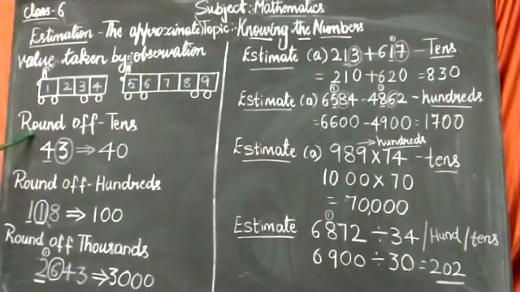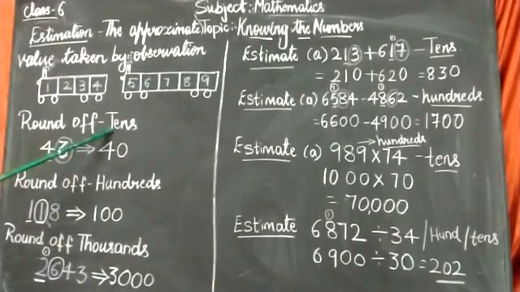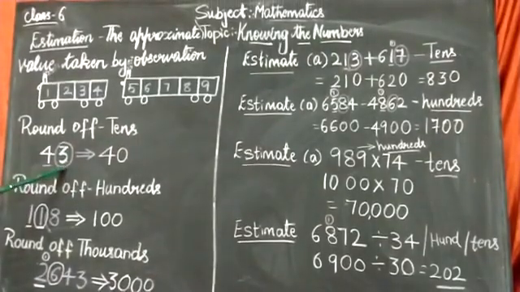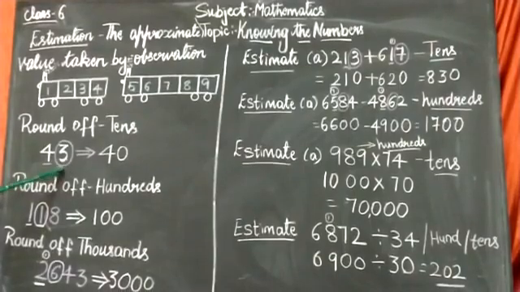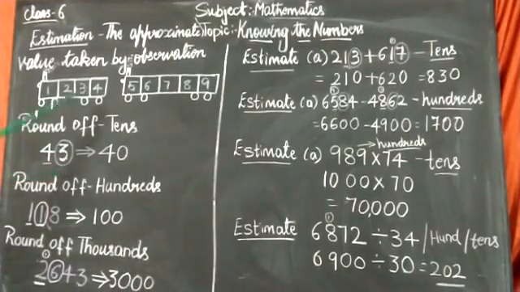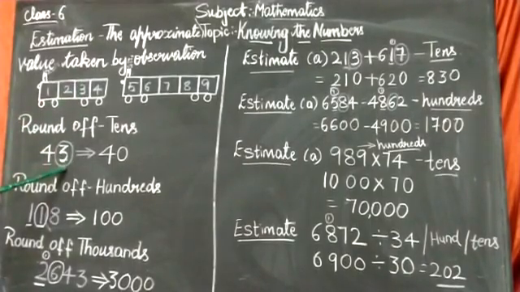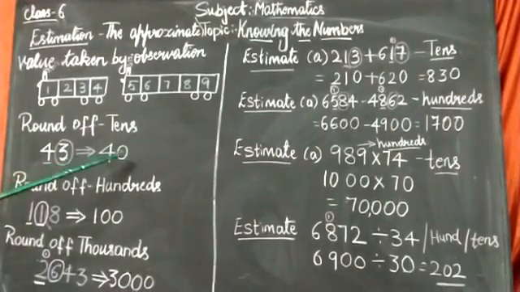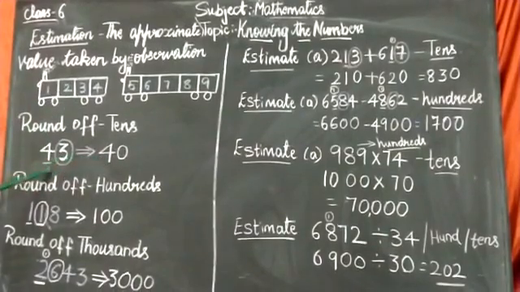Now they are telling us to round off to the tens place. The number here is 43. When we are rounding off to the tens place, we should see the number before it, that is the ones place. What is there in the ones place? We have 3. Is 3 lesser than 5 or greater than 5? Yes, 3 is lesser than 5. So in the ones place I will put 0. It is lesser than 5, so I will write the same tens number.